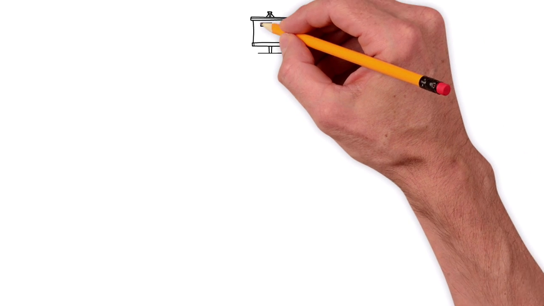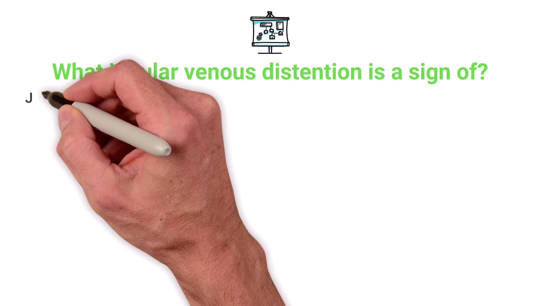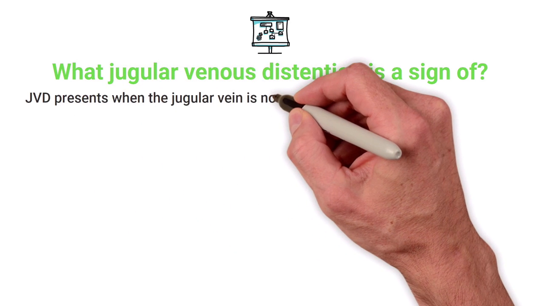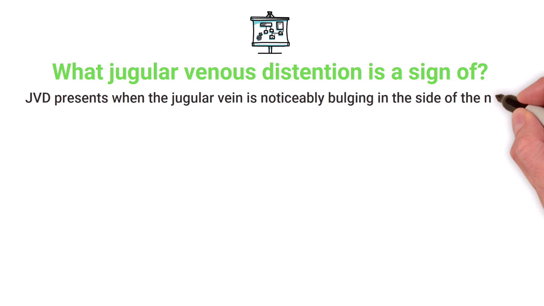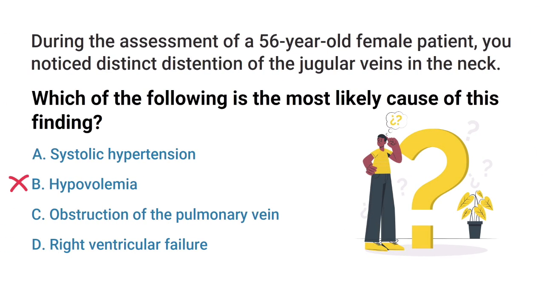Let's break it down. To get this one correct, you simply just need to know what jugular venous distension is a sign of. As previously mentioned, jugular venous distension presents when the jugular vein is noticeably bulging in the side of the patient's neck. This is a sign of right heart failure and is often seen in patients who are fluid overloaded. This means that we can rule out B right away. And none of the other answer choices really support what we know about jugular venous distension either, which tells us that the correct answer has to be D, right ventricular failure.